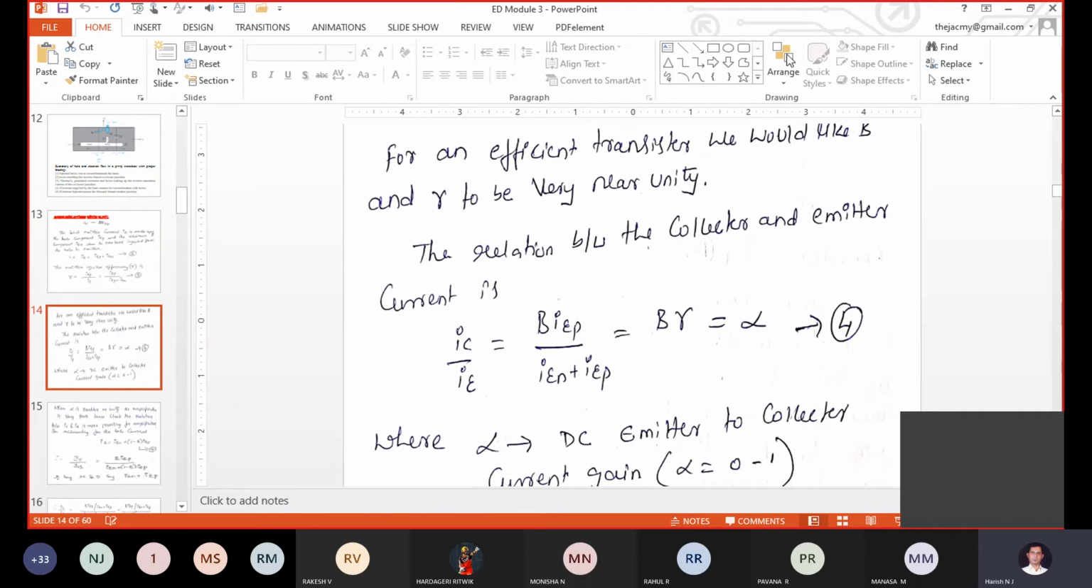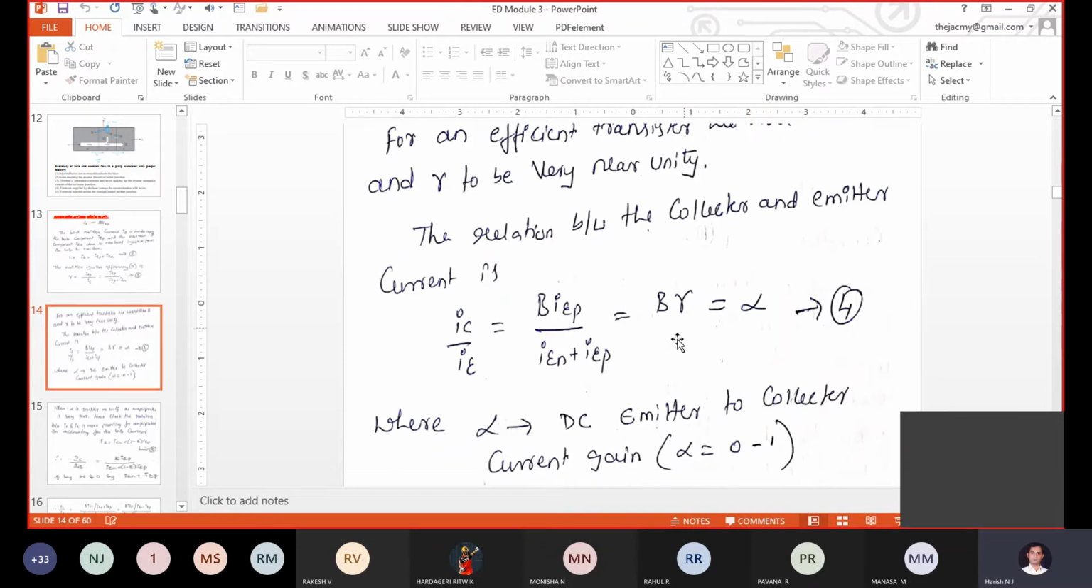As per our basic definition, IC divided by IE will be equal to alpha. Alpha will be equal to B times gamma. So here, what is the maximum value of alpha? What is the maximum value of alpha?